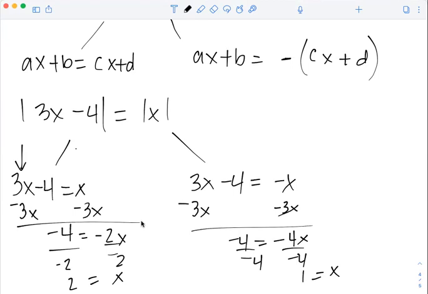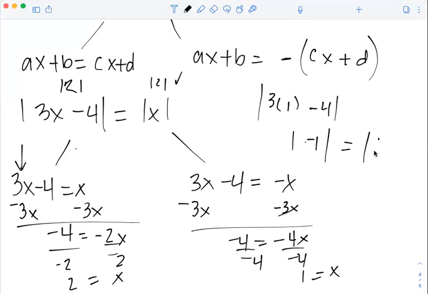So it's always a good idea to check your solutions just to make sure. If we plug in 2, we get 6 minus 4, which is 2 inside the absolute value. And if we plug in 2 on the other side, we get the absolute value of 2. So that checks out. If we plug in positive 1, we'll get 3 times 1 minus 4 inside the absolute value, which is the absolute value of -1, which is also equal to the absolute value of 1. 1 is equal to 1, so that checks out also.